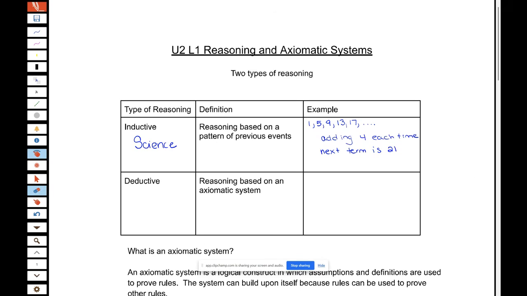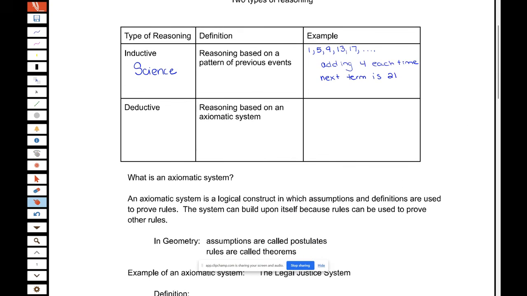All right, deductive reasoning is different. It's reasoning based on an axiomatic system. An axiomatic system is logical and it has assumptions and definitions used to prove rules. The system can build upon itself because rules can now be used to prove other rules. So we have reasoning based on a definition, an assumption that has been agreed upon, or a rule or property. We'll do properties in here too, like algebraic properties, like the commutative property, things like that.